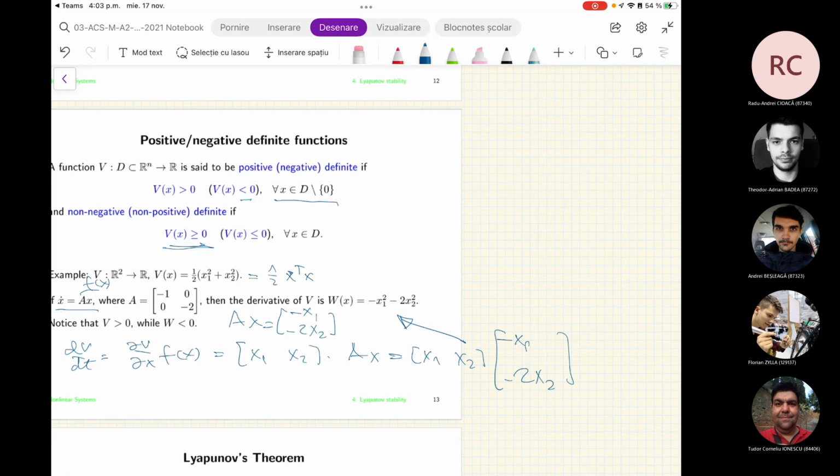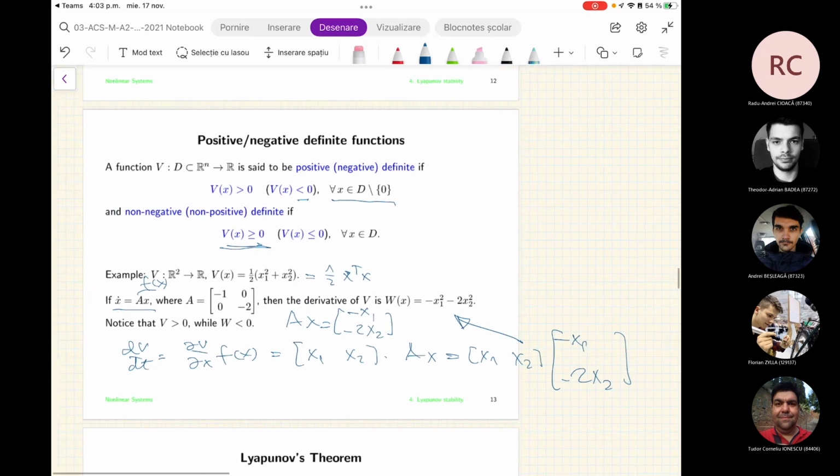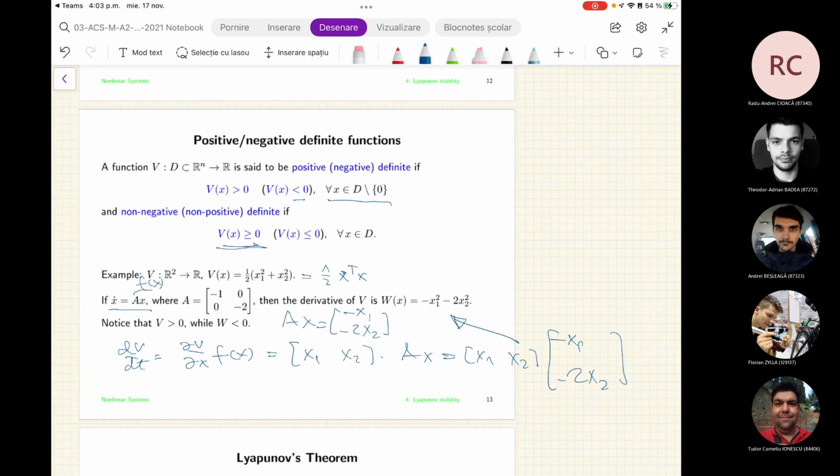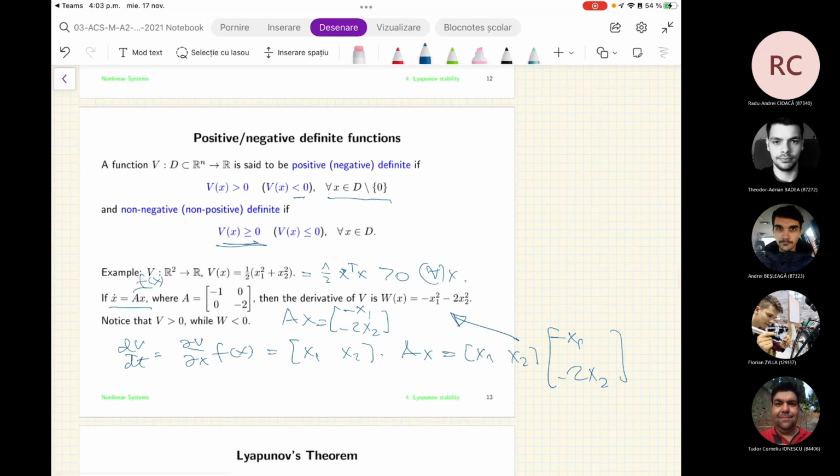How is W? Well, V is indeed positive for all x, and W is actually negative for all x. Negative definite. Okay. You agree?